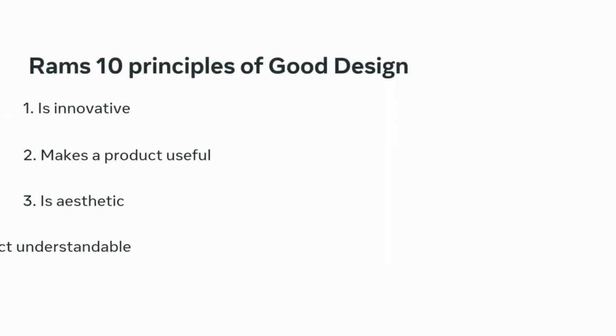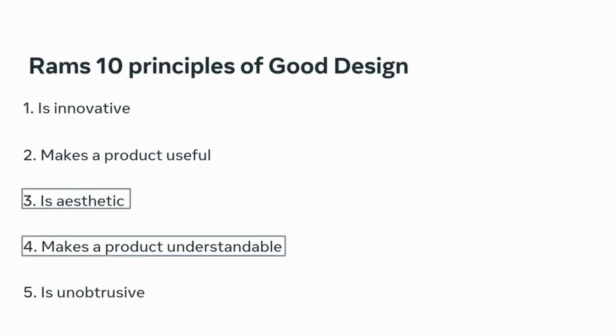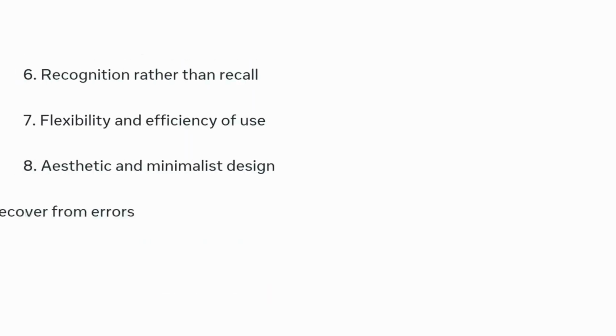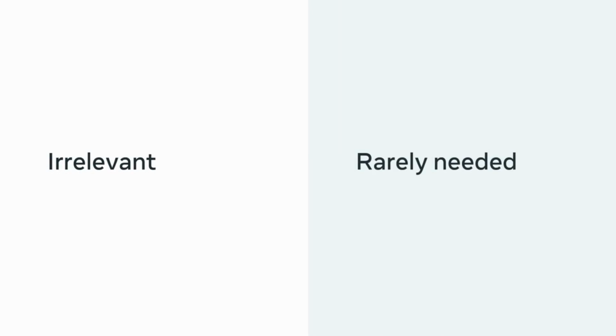These issues violate Rams' Principles 3, 4, and 8. Number 3 states that good design is aesthetic, and number 4 says that good design makes a product understandable. Finally, number 8 affirms that good design is thorough down to the last detail. Nielsen's heuristic principle number 8 has also been violated, which states that interfaces should not contain information that is irrelevant or rarely needed, as in reserve a table in this case.